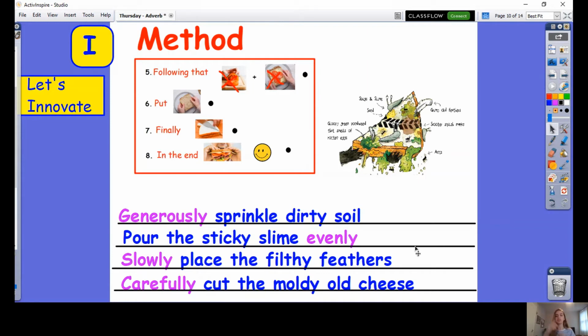Pause the video and have a think. What are you going to do in your method? What gross ingredients do you have? And what are you going to do to put those in your sandwich? Think of an adverb as well. Can you tell me your ideas? Really good. The ingredients are gross and you remembered your adverb. Well done.